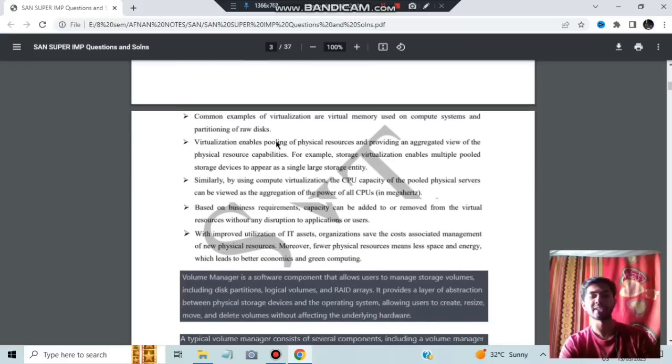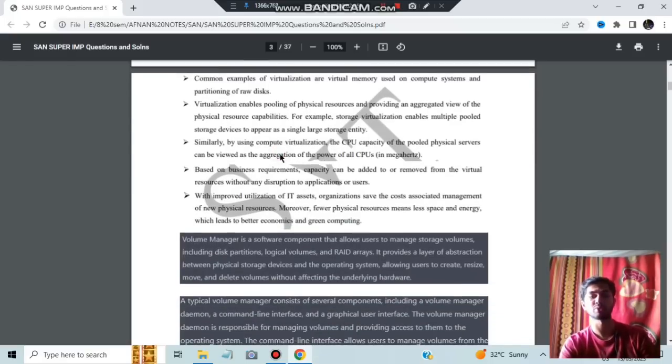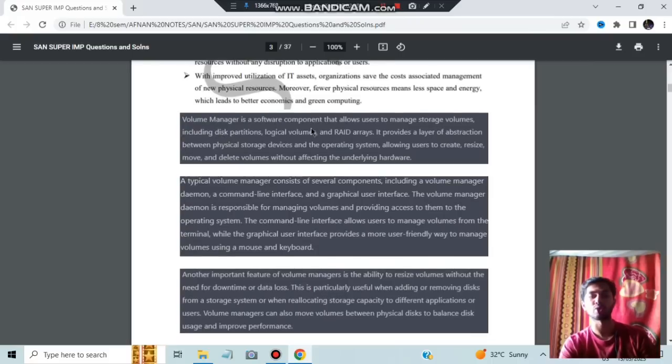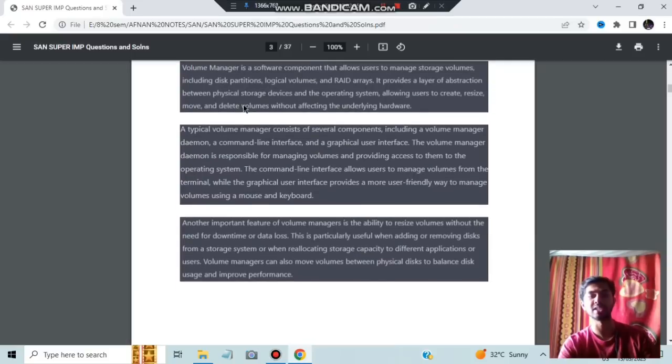Okay, and here the examples are given. What are the aspects of virtualization? Volume manager is a software component that allows you to manage storage volumes. Big storages are there, right? That volume has to be managed, so the volume manager does that. It includes disk partitions, logical volumes, RAID arrays, and provides a layer of abstraction between physical storage and the operating system. Okay, and it allows users to do the following: creation, resizing, delete, move, all without affecting the underlying hardware. So a few more functions are given here.